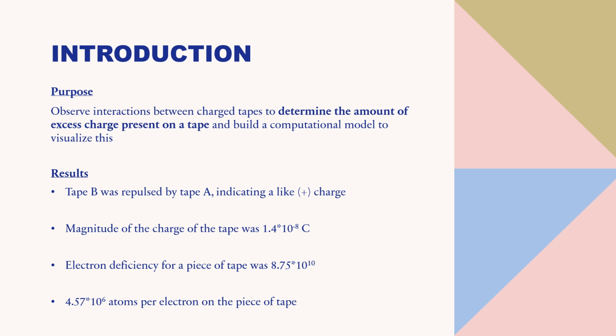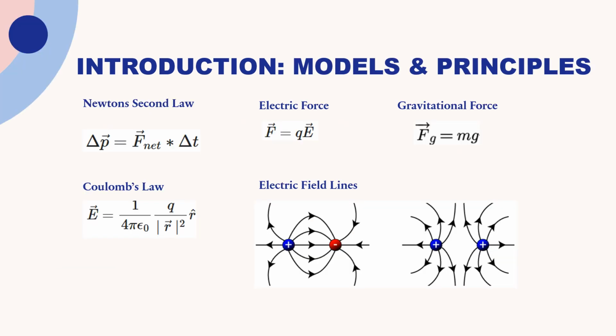The results I got were that tape B was repulsed by tape A, indicating a like positive charge. The magnitude of the charge of the tape was 1.4 times 10 to the negative 8 coulombs. The electron deficiency for a piece of tape was 8.75 times 10 to the 10th, and there were 4.57 times 10 to the 6th atoms per electron on the piece of tape.